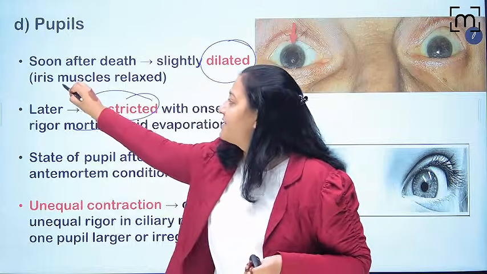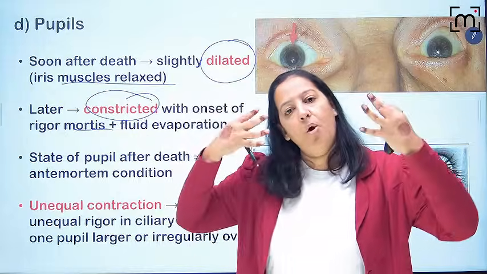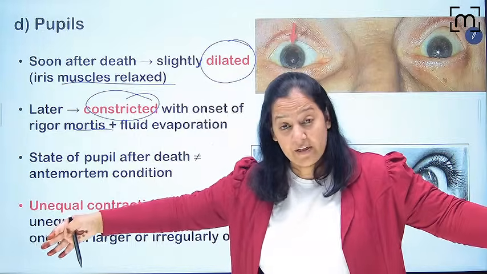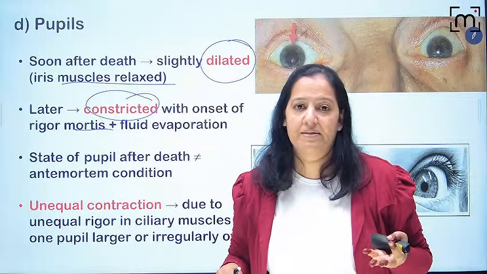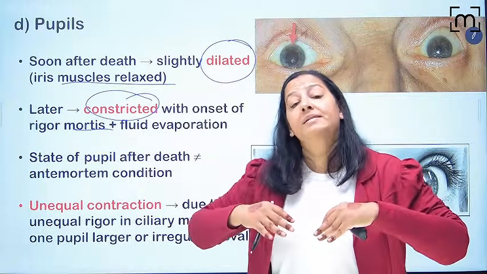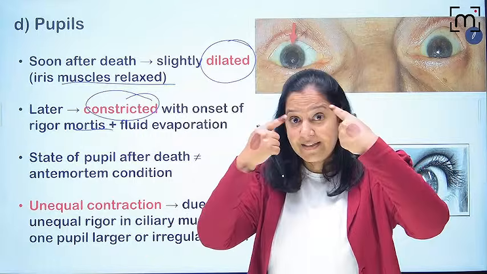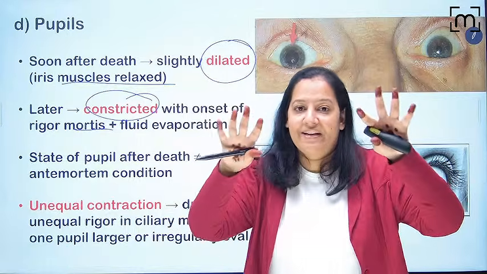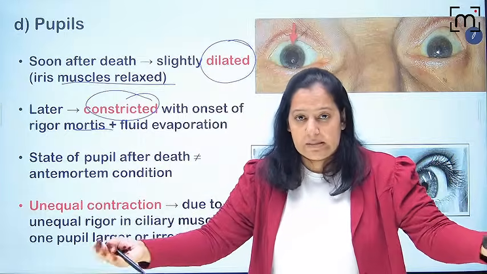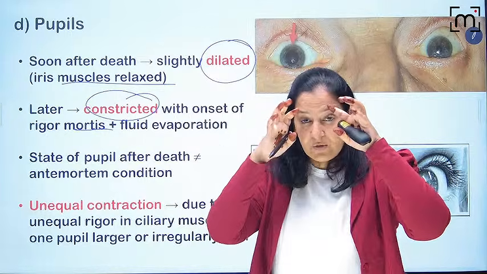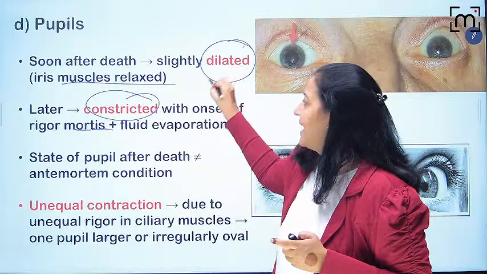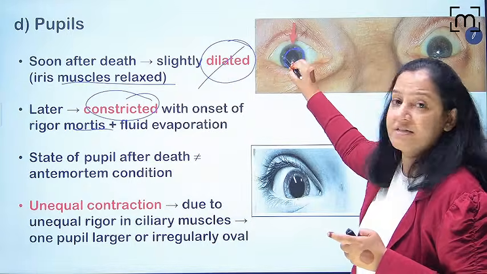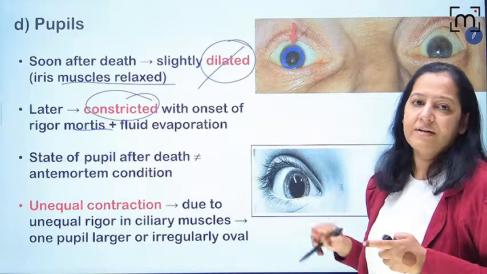Immediately after death, the iris muscles relax. As soon as death occurs, all the muscles relax. But later on, with rigor mortis, all the muscles contract one by one, I mean, not in a particular sequence. So initially, since all muscles relax, the iris muscle also relaxes, and that causes dilatation. But later on, rigor mortis causes contraction of the muscle, which is causing contraction of the iris also, and that causes constriction. So initially it's dilatation, you can see it dilating, and later on it's constricted.